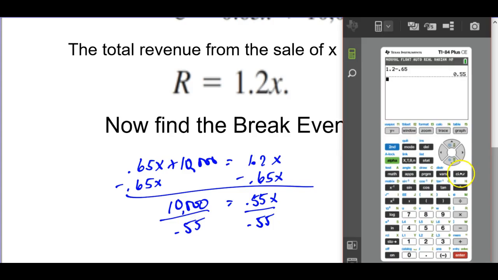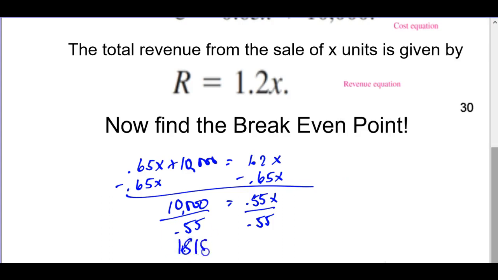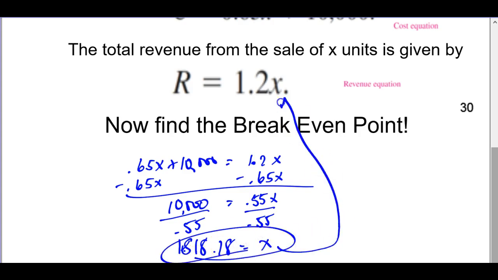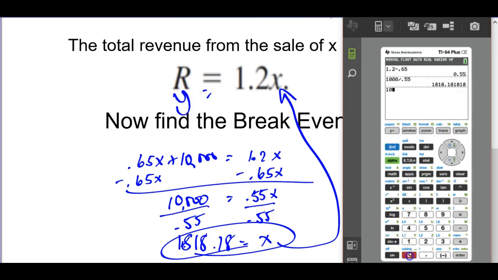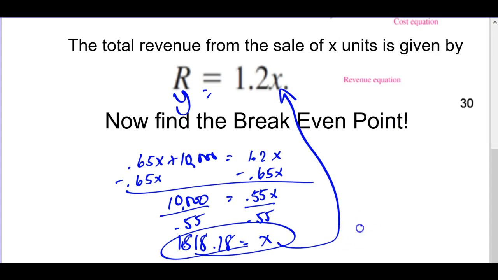Pulling out my calculator, 10,000 divided by 0.55, not doing that by hand, somewhere around 1818 equals x. And then once I have the x value, I could just plug that in and solve for the y value, or in this case, the revenue. I made an error, I didn't have enough zeros in there, so it would have been 10,000 divided by 0.55. So it's 18,182. 18,182 for my x value.